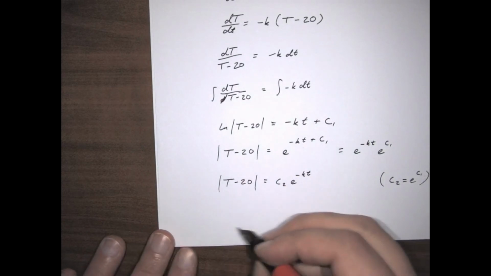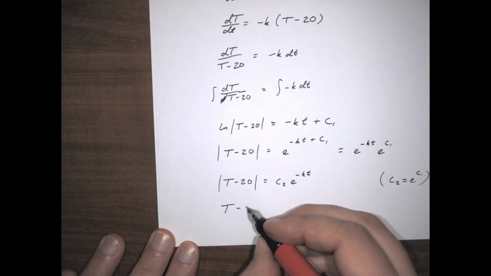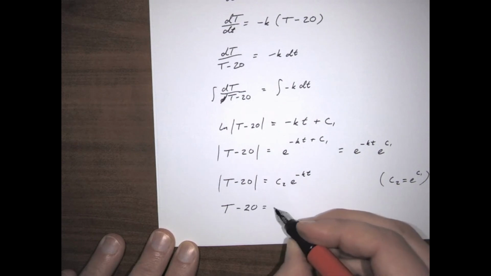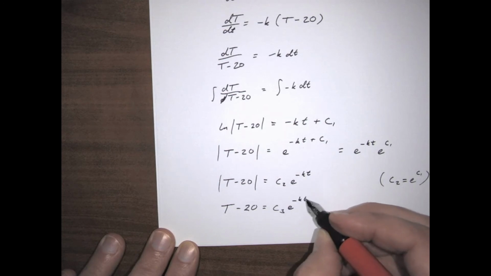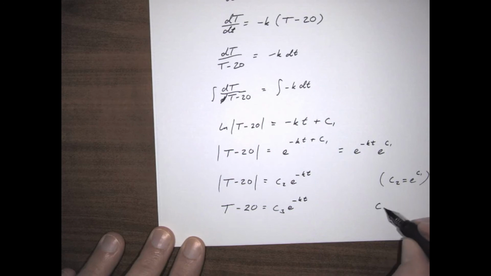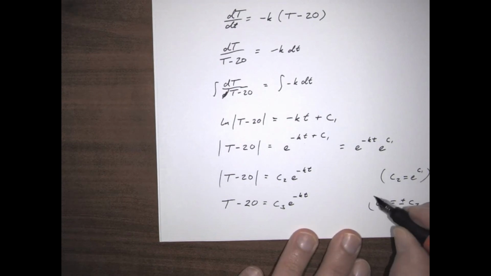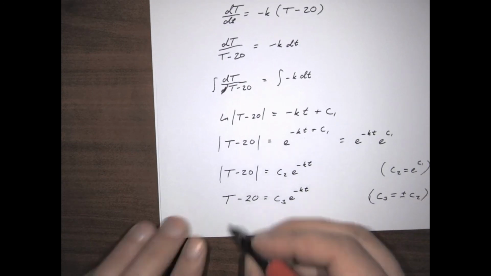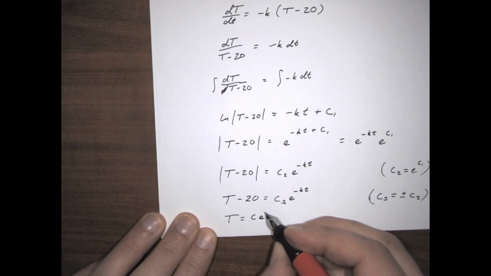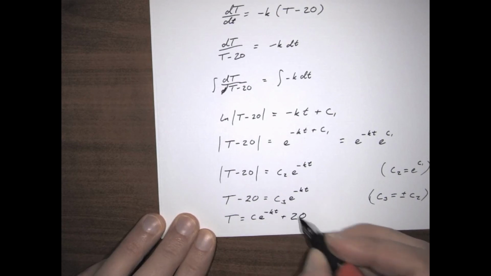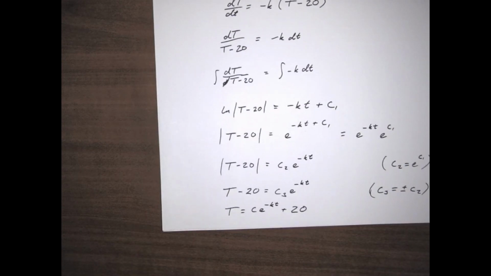Now, I can get rid of an absolute value by basically making it plus or minus, and that will again just be a new constant. And so then I get the temperature is equal to that plus 20. So C e to the negative kt plus 20. Now that I've reached the final stage of it being a constant, I will drop the subscript and just call it a C.